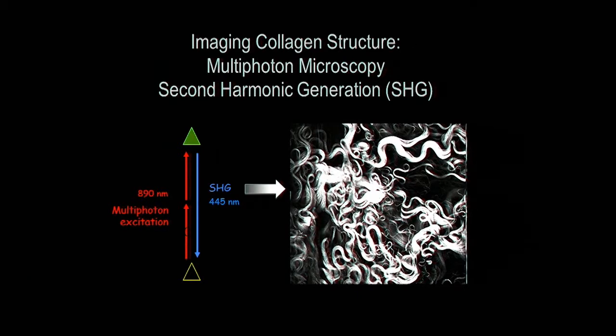This is live rat tissue right here that has no stain. It's been taken out of the rat and plopped on the microscope. This is what we see. This is normal mammary gland, and we see all this beautiful curly collagen.